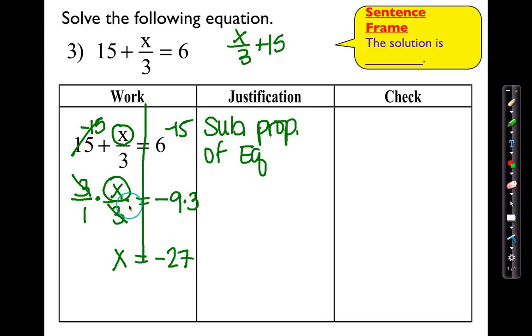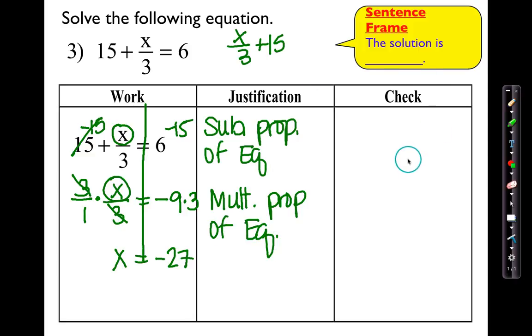But for 4, I forget, since I multiplied both sides by 3, I utilized the multiplication property of equality for this step here. Okay, now it's time to check our work. We're going to go ahead and rewrite the equation, but instead of x, I'm going to put a set of parentheses. Everything else stays exactly the same.